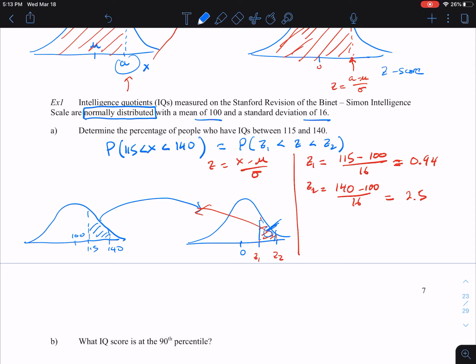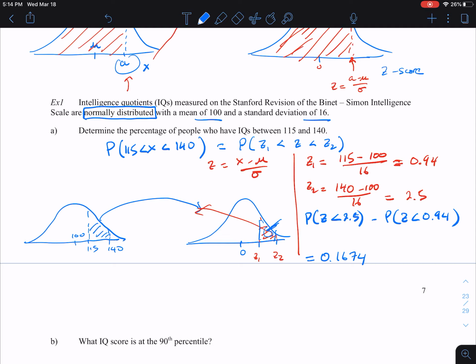Okay, and now to find that area between these two z-scores, we're going to use the z-score table to look up the area. So we're looking at the area to the left of z-score number 2, which is P of z less than 2.5. And then we subtract the area to the left of the lower z-score, which is 0.94. If you do this correctly, the answer should be 0.1674. And I'm going to show you guys how to get each of those areas.